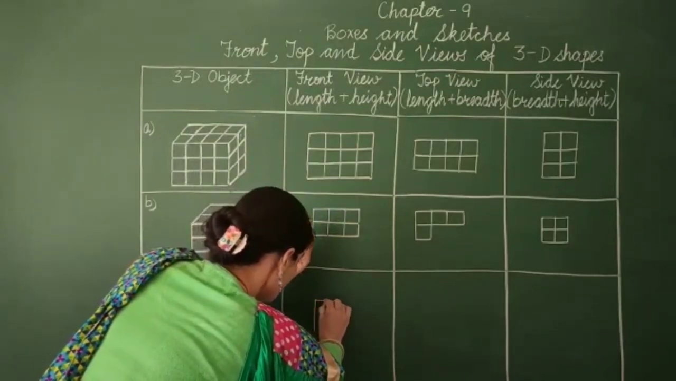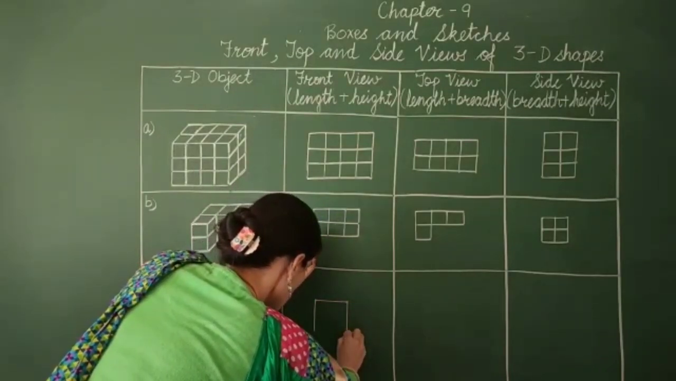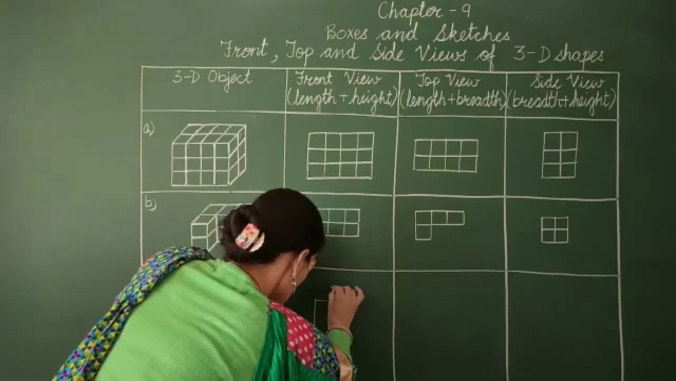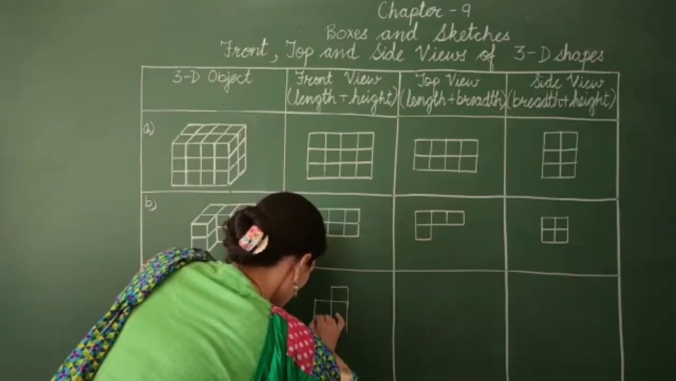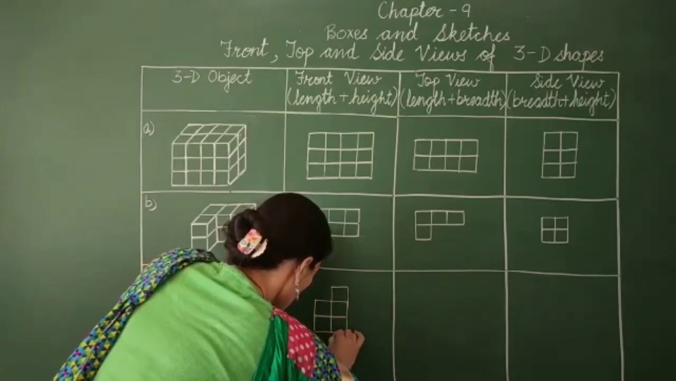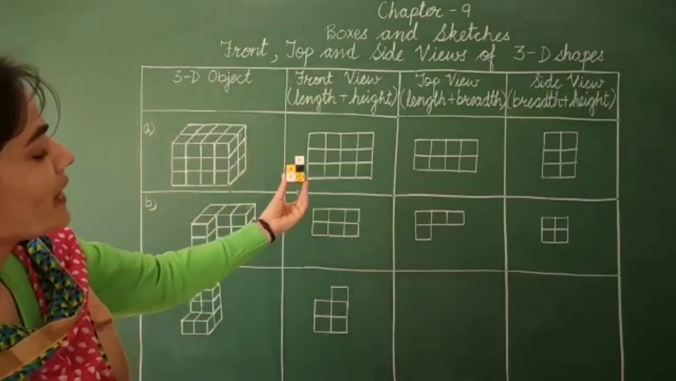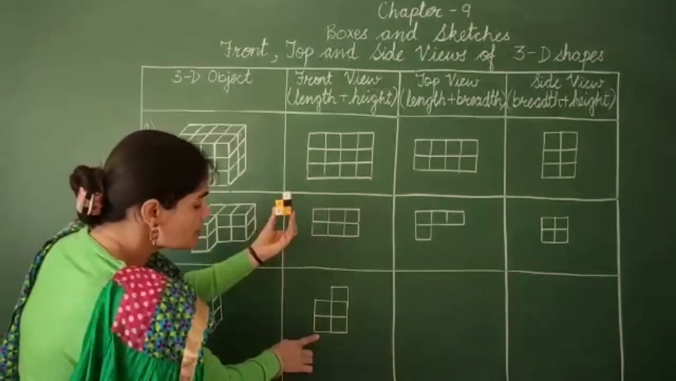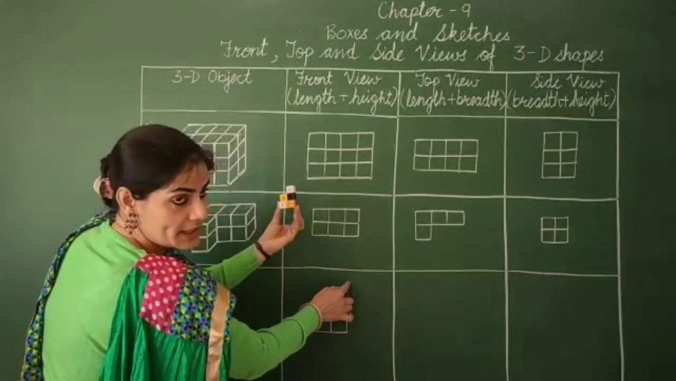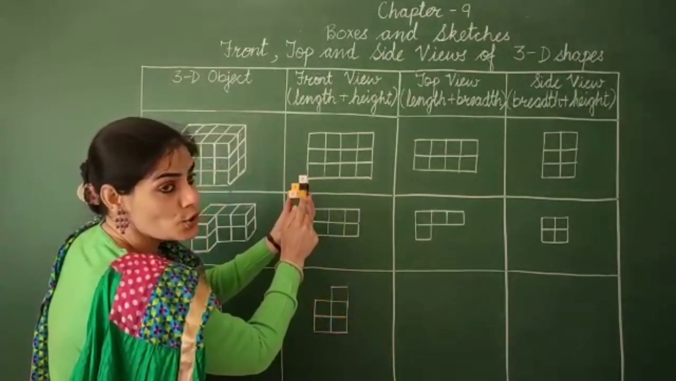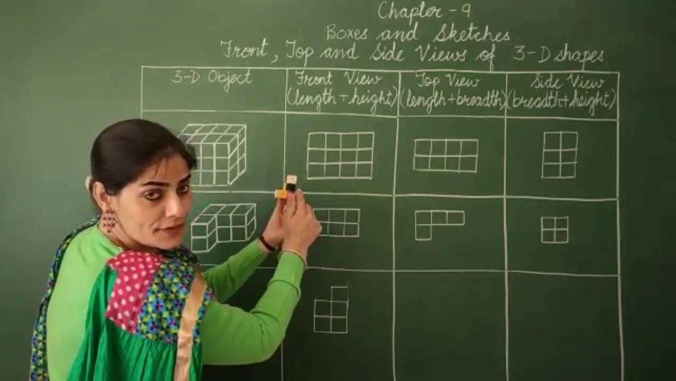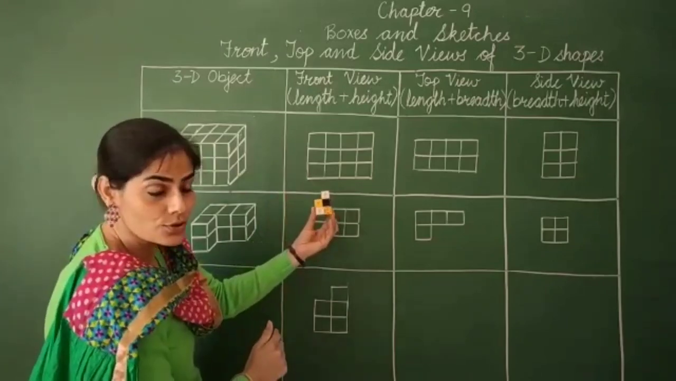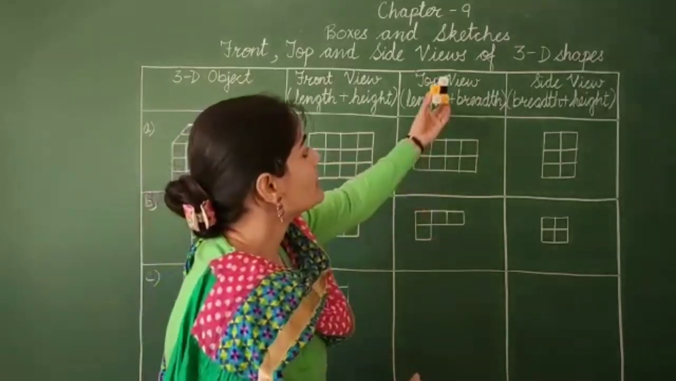the front view. So beta, this becomes the front view of this solid shape. We are able to see its length, we are able to see its height, but we are not able to see the difference in the breadth at each level. Have you understood? Now let's draw the top view.